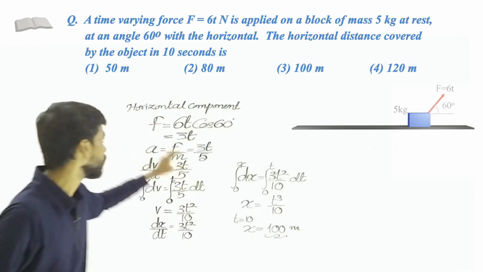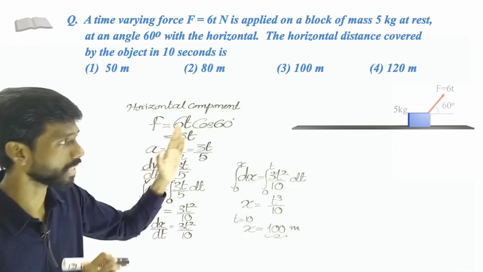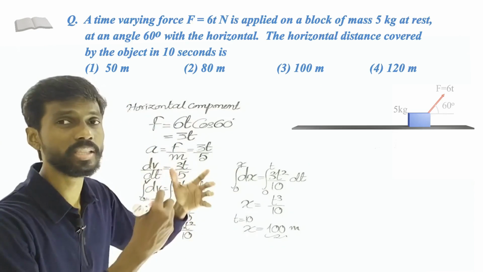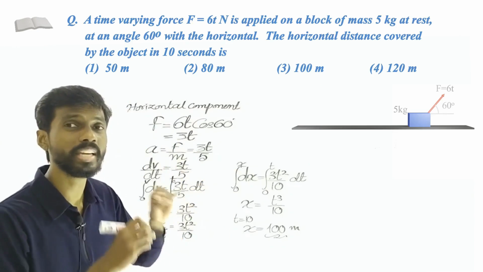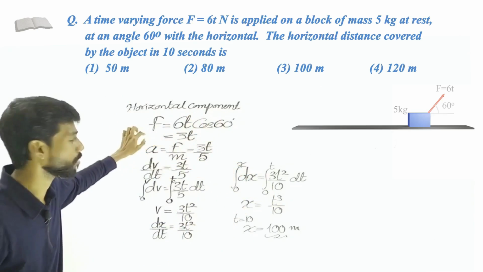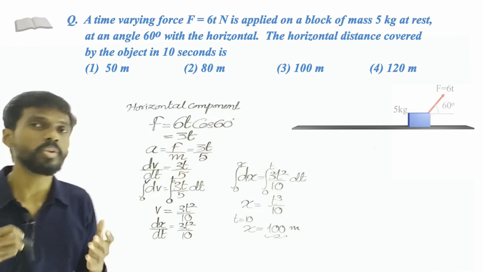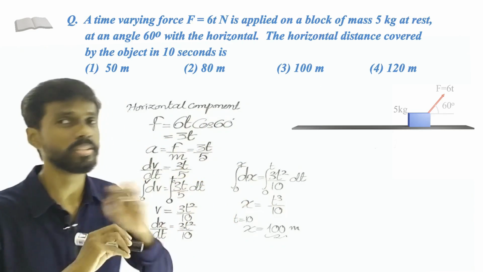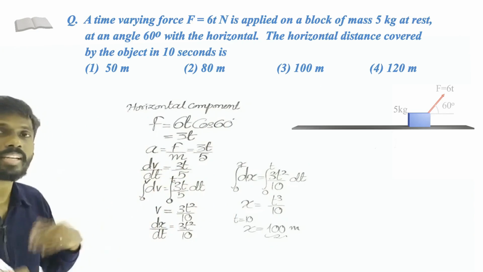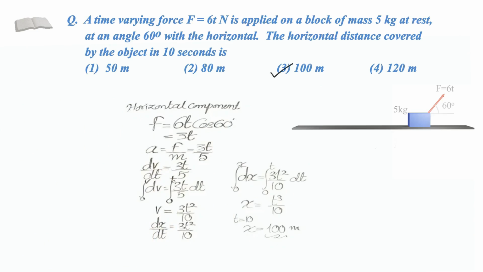See, there are two things we have used here. One thing is the force is not in the direction of displacement that we need. We need the displacement only in the horizontal direction, but the force is in a different direction. So we have to take the component of the force in the required direction, so we have multiplied by cos of the angle, cos 60, with the force. And also it is a variable force or variable acceleration, so the basic equations of motion don't work. We have to use calculus, integration, to get our required displacement. So the answer is 100 meter.